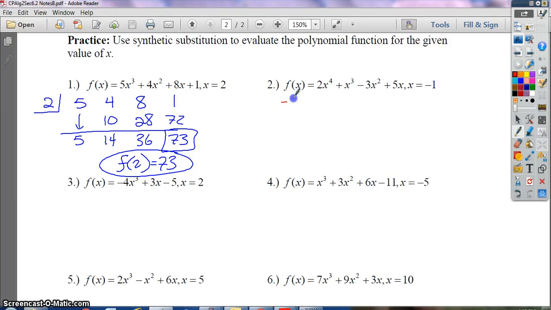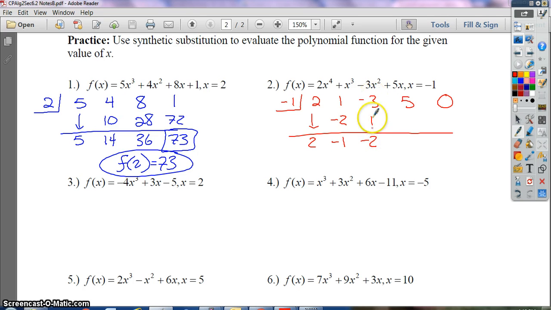Coming over here for number 2, we're putting in negative 1 this time. My leading coefficient's 2, followed by 1, negative 3, 5, and there is no constant, so you need to put 0 to hold this constant's place value. You can't just end with the x term. So bring down your 2, multiply, add, multiply, add, multiply these two, get 2, get 7, negative 7, you're left with negative 7. So f, when you put in negative 1 to your function f, your y will be negative 7. And there's your first 2 problems. Welcome to the wonderful world of synthetic substitution.